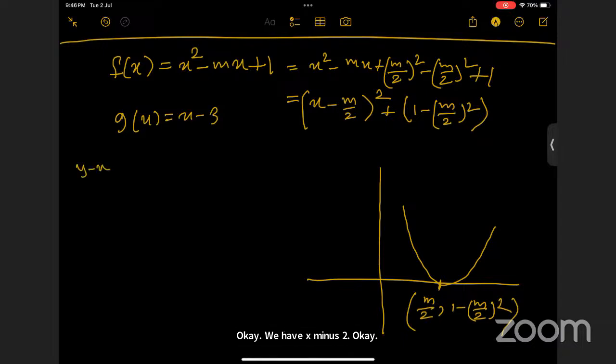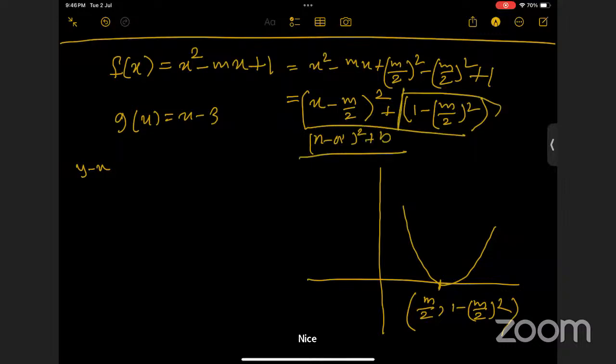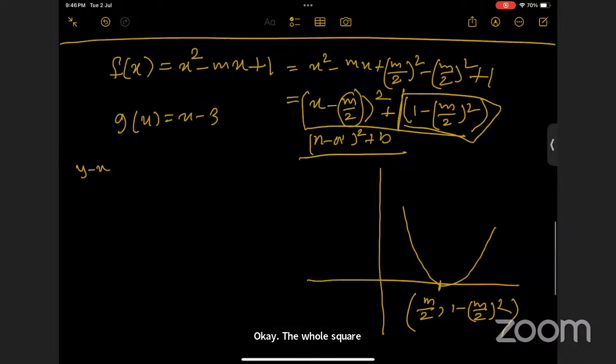And ma'am, how did you plot this? How did you find this, m by 2 comma 1 minus m by 2 square, as the vertex? This is again in the form x minus a dash square plus b. So this is our b, this is our a dash. Okay, completing the square method. Yes, ma'am. Okay, continue.